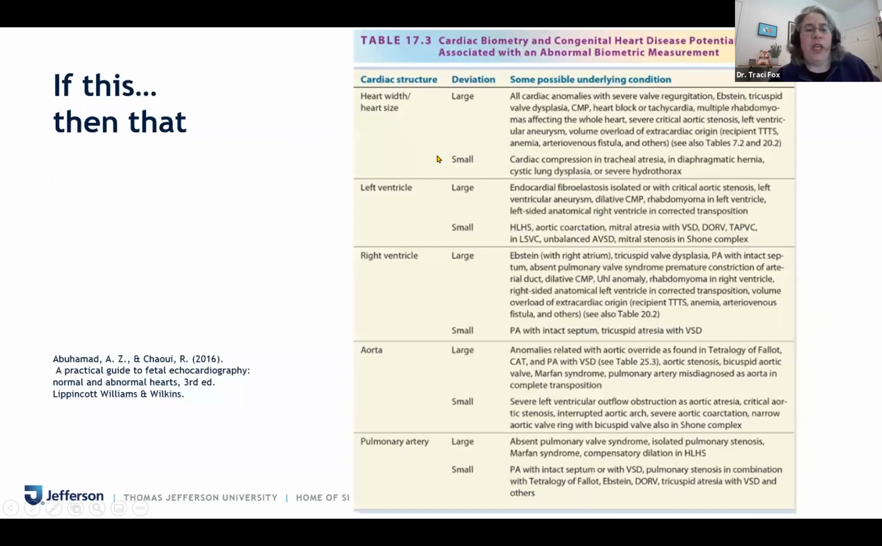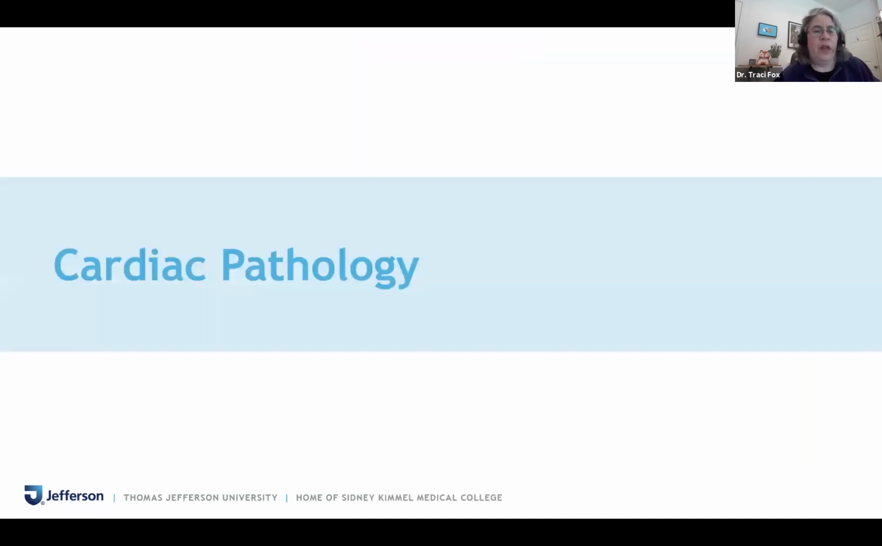So from the Abuhamad book, it gives a list of structures that, if you see it and it's large or small, these are the things you should look for. Nice handy chart to have. And we're not going to have time for cardiac pathology. So I'm going to end there, but I'm happy to answer any questions.